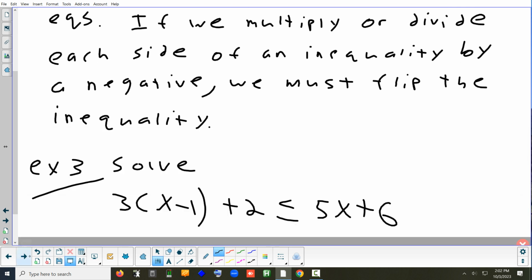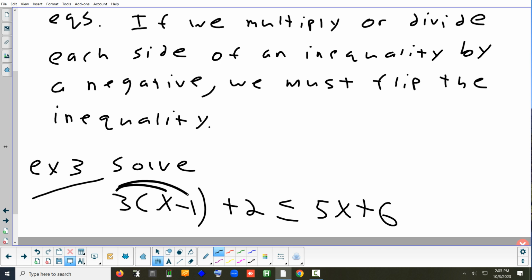Try that example. Now, depending on how we solve this, we may or may not end up dividing both sides by a negative at the end. It kind of depends on how we choose to do it as we go. Well, the first step, you don't really have any choice. What's the first thing you have to do on the left side? Yep. Distribute. You got to distribute that 3 out.